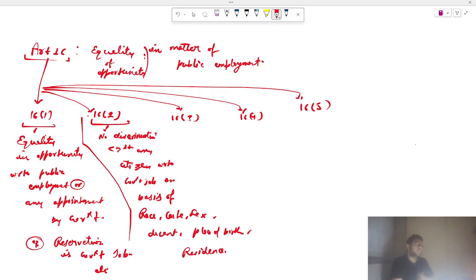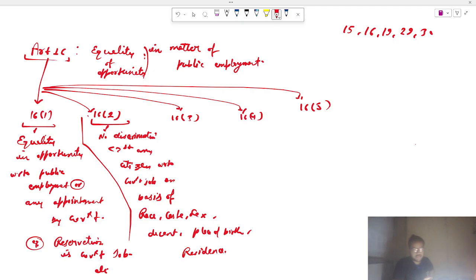Some articles are available only to citizens, and the rest are available to citizens as well as non-citizens. If any foreigner comes into India and files a case that he should get reservation in a government job, then the government can deny it because he is not a citizen of India. Articles 15, 16, 19, 29 and 30 are available only to the citizens of India, not to foreign persons or aliens.